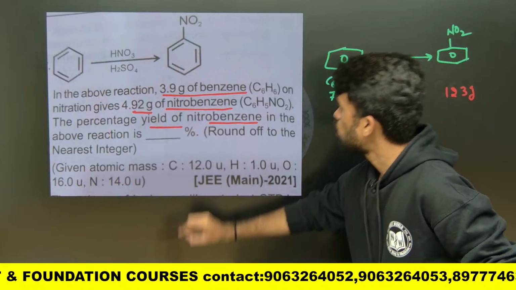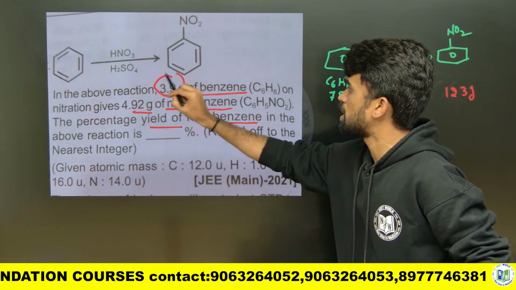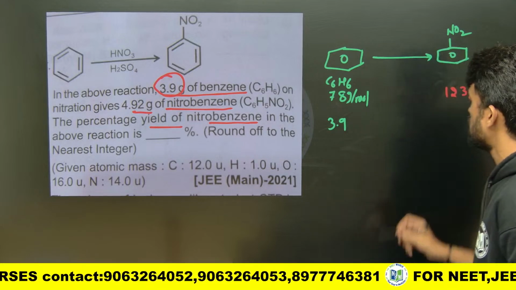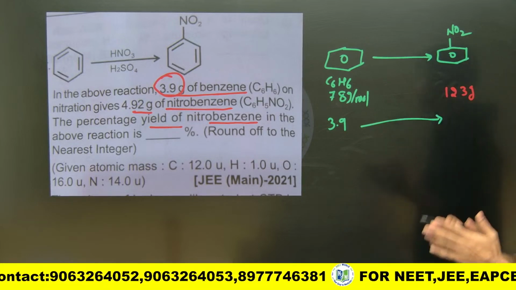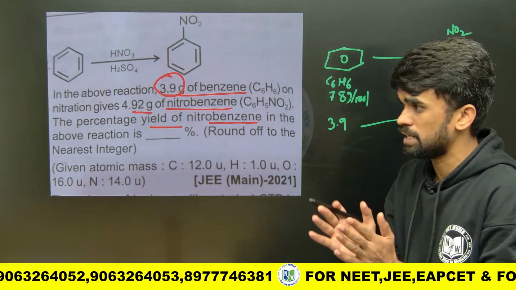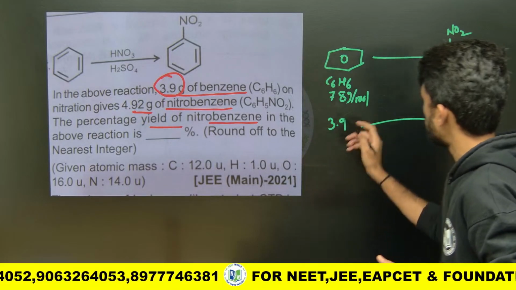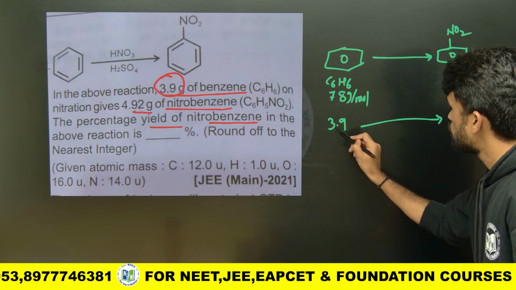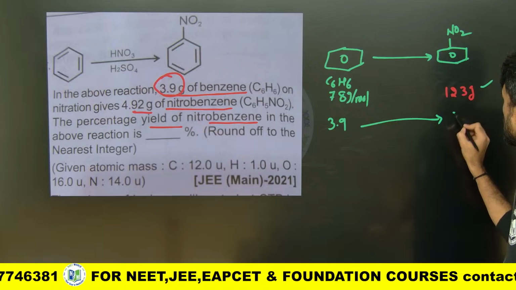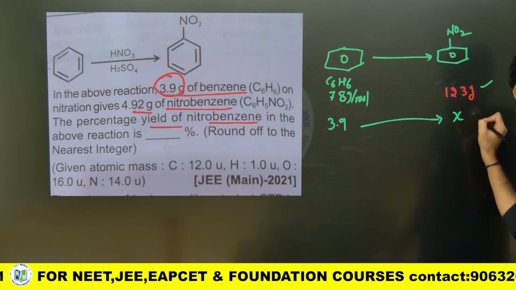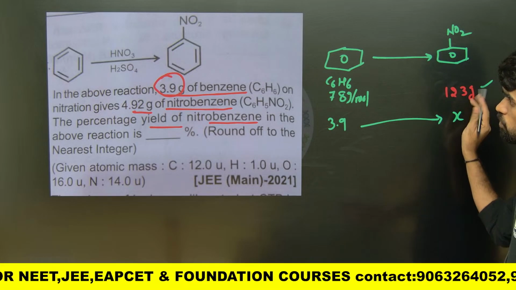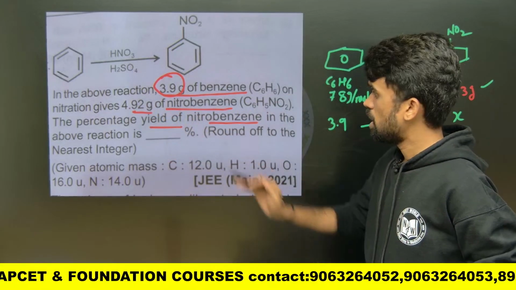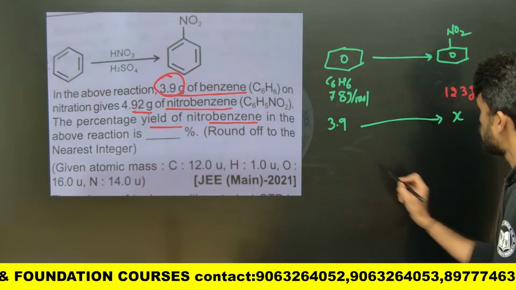Now what is the given weight of benzene? It is given as 3.9 grams of benzene. Now we need to find, if the reaction takes place completely, 100% reaction, for 78 grams we should get 123 grams. So based on this, for 3.9 grams how much weight of nitrobenzene is obtained? If we get this theoretically, we can compare it with the practical data, so that we will get the percentage of yield, okay. So we need to find this x.